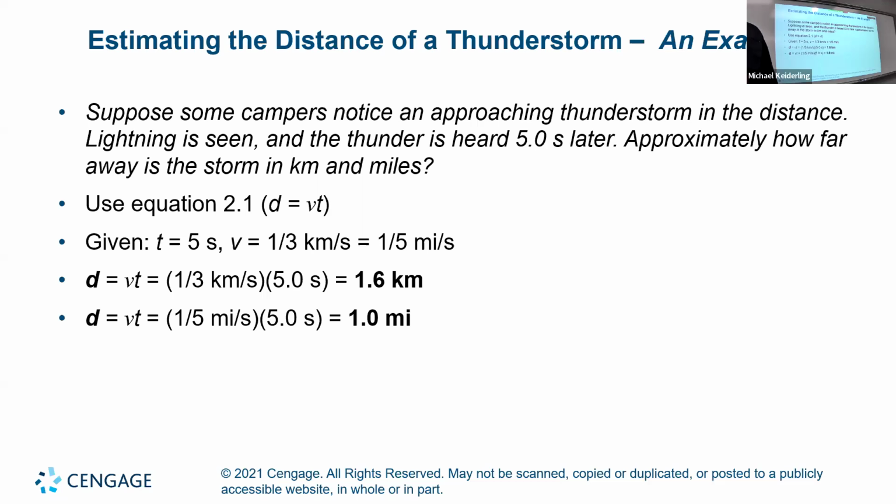So here's an example. Suppose you notice an approaching thunderstorm, you see lightning, and then the thunder is heard 5 seconds later. About how far away is the storm in kilometers and miles? So given that the time is 5 seconds, velocity is 1/3 of a kilometer per second, or 1/5 of a mile per second. 1/3 of a kilometer per second times 5 seconds is about 1.6 kilometers. 1/5 of a mile per second times 5 seconds is 1 mile. So if you're hearing the sound of thunder 5 seconds after you see the flash of lightning, the lightning's a mile away.